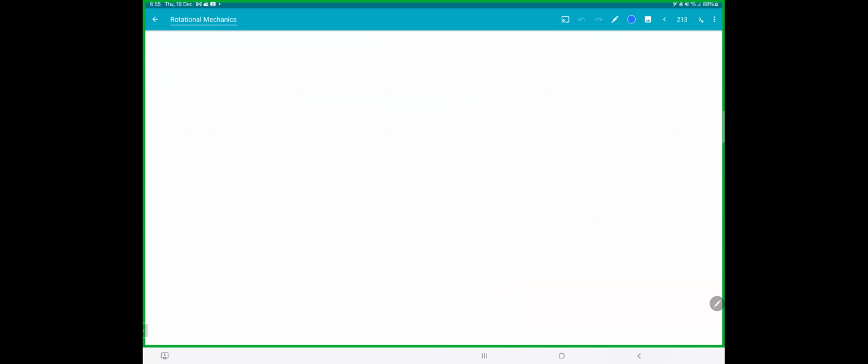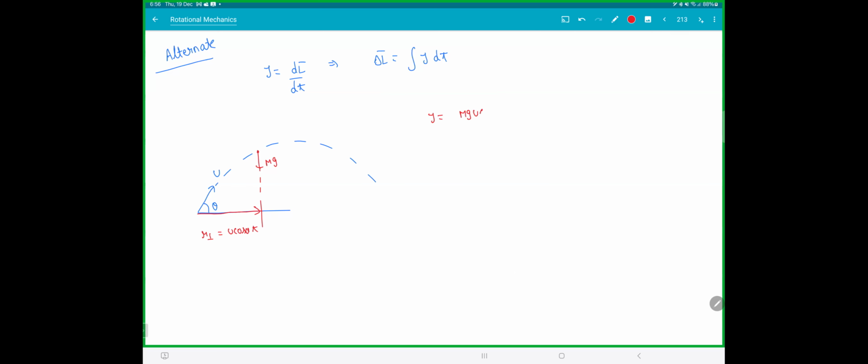Okay, let's see what to do the alternate way. Now, alternate, we know torque is dL by dt. So change in angular momentum is integral of torque dt. When you project this with u and theta, at any instant, if you see, the only force acting is mg, agreed? And this would be the perpendicular distance, which is u cos theta into time. So therefore, torque will be mg u cos theta t into minus k cap.